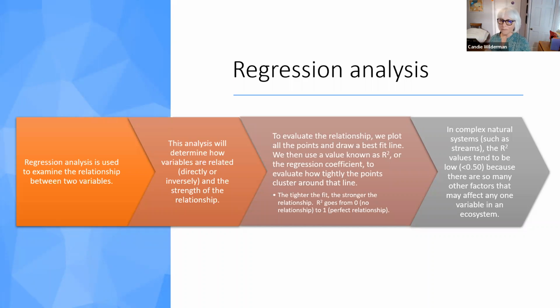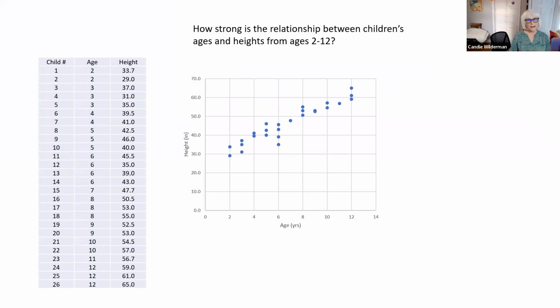Now, in very complex natural systems like streams, the R squared values between any two variables tend to be relatively low because there are so many other factors that may affect any one variable. So what do we mean by all this? Let's get away from streams for a minute and talk about something completely different that's easier to imagine. We're going to talk about the relationship between age and height in children.